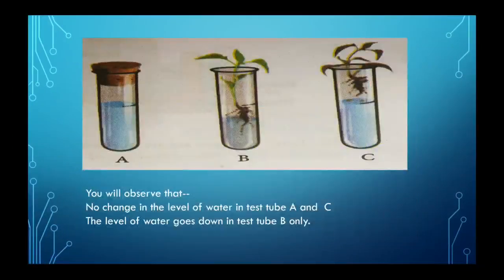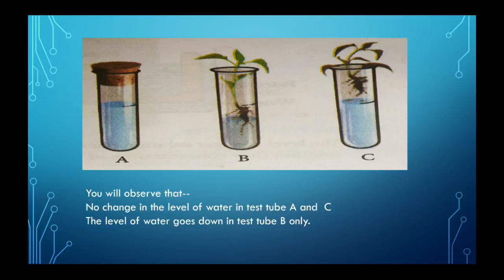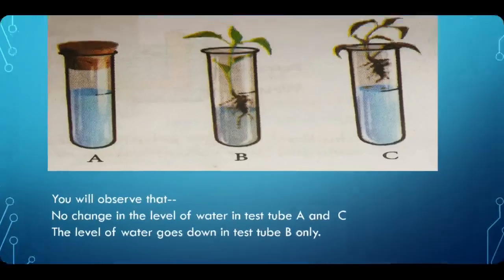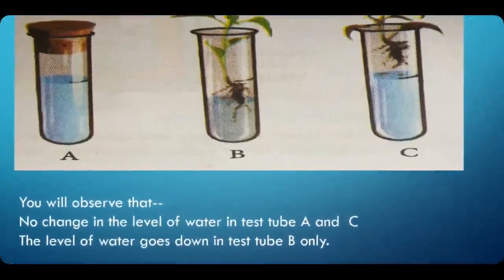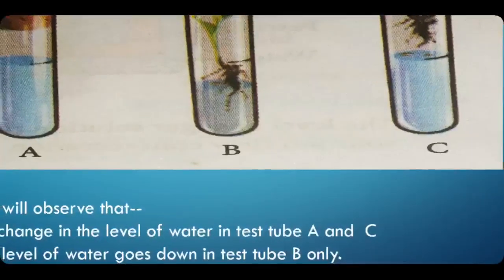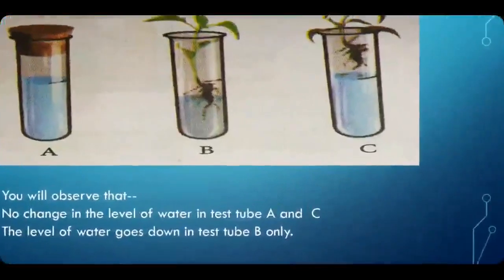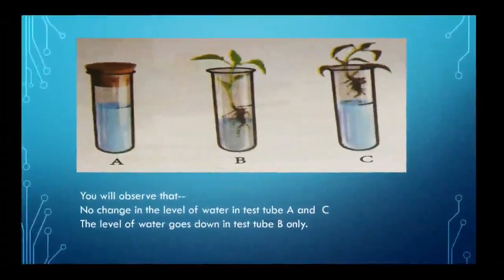In test tube A, what has happened? There is no change in the level of water. One more thing: with the help of a marker, you have to mark the level of water. In test tube A, there is no change in the level of water, it is as before. And in test tube B, what has happened? The marked level is above the water level now, as some of the water is used up, and that's why the water level goes down. And in test tube C, it is at the same level. For this experiment we need 24 hours.